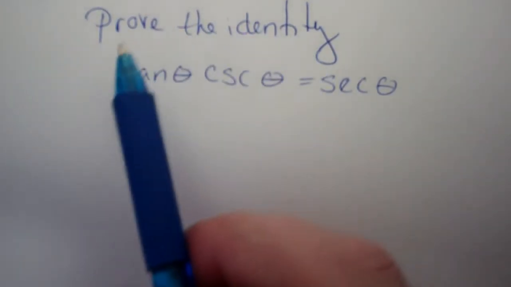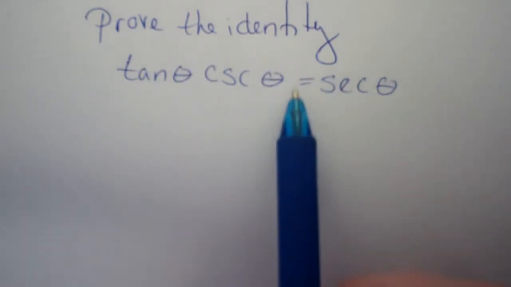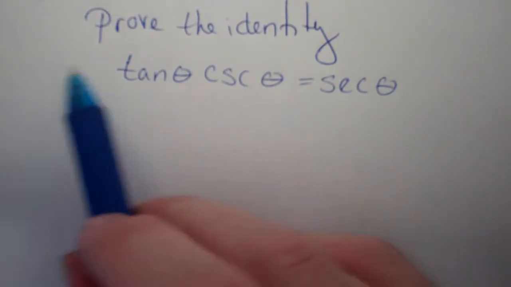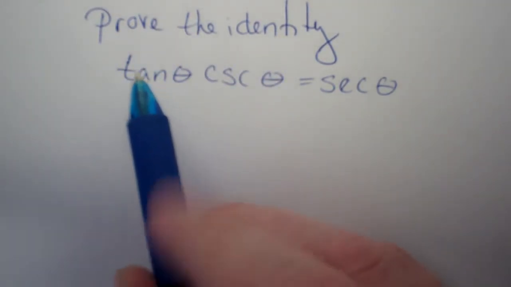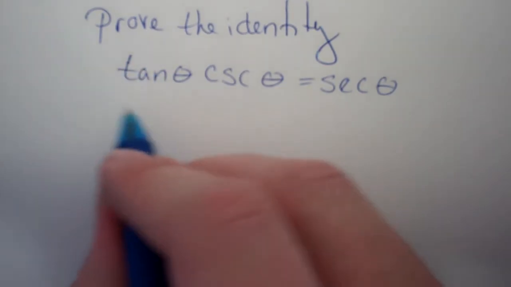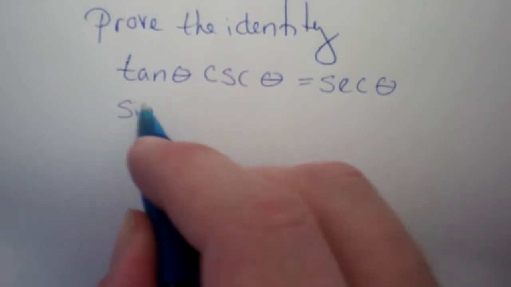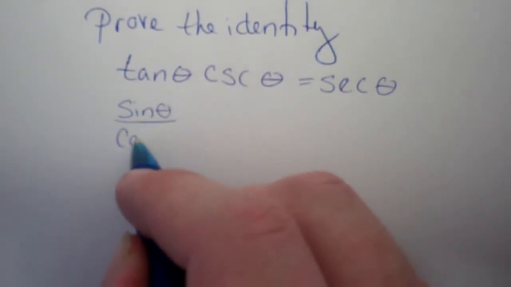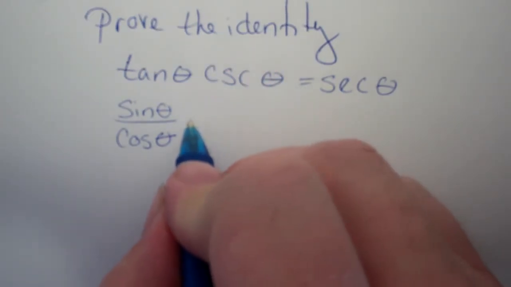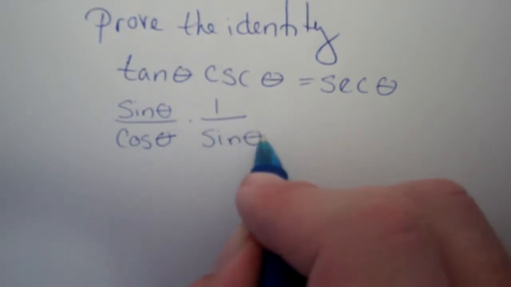Let's prove that this actually is an identity. In other words, the left-hand side is just another way of writing the right-hand side. A very good idea when you're working on proving identities is to change things back into sines and cosines. So the tangent of theta is the same thing as the sine of theta over the cosine of theta. And a cosecant of theta, that's just the same thing as 1 over the sine of theta.